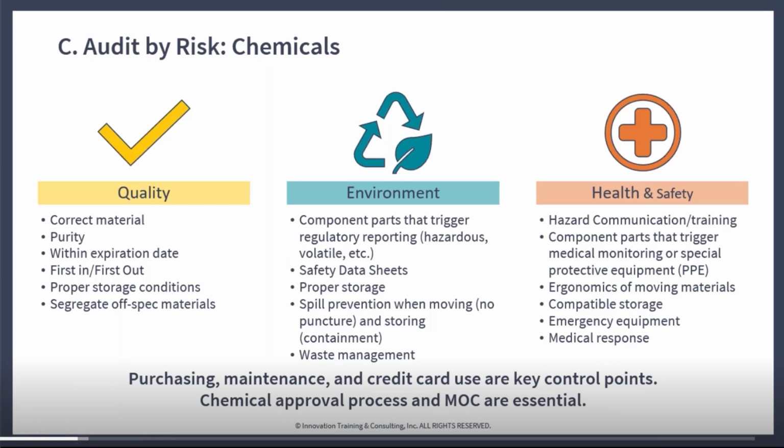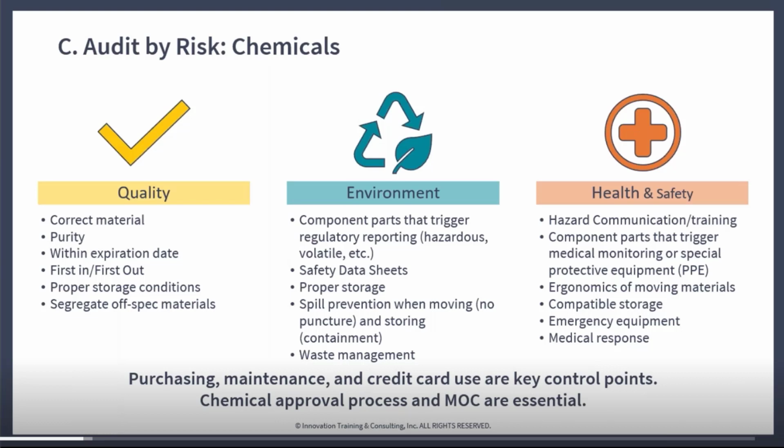Now, where would we go? Well, the whole management of change is really important, and hopefully we have some sort of a chemical approval process. That's going to involve purchasing. Sometimes maintenance is doing direct orders outside of purchasing or using a credit card. We'd want to make sure that we look at those control points as well.